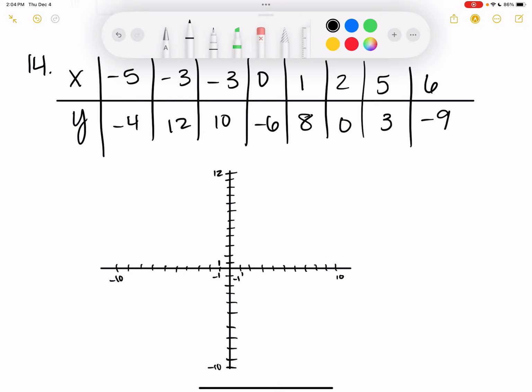All right, so I've put a couple labels on here just so I can see. Like I said, I noticed that my y values actually go up to 12, so I went up to 12 on this one. And then you're just going to plot these points.